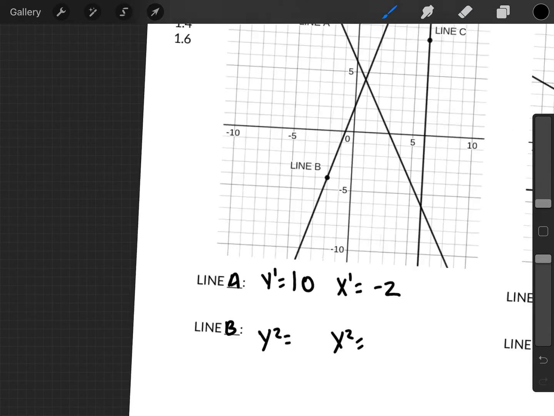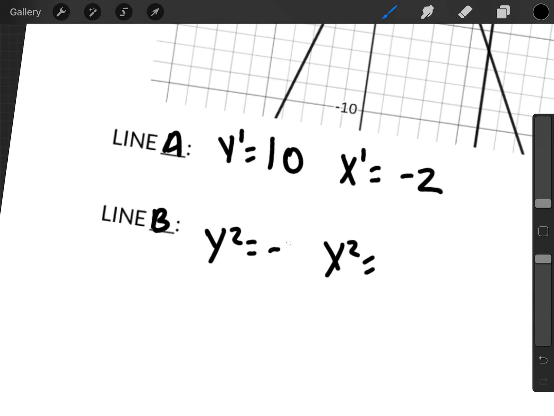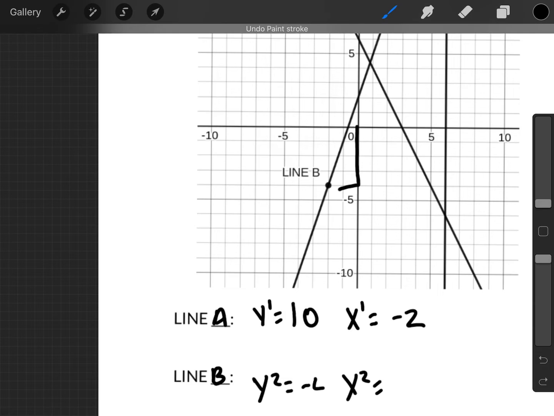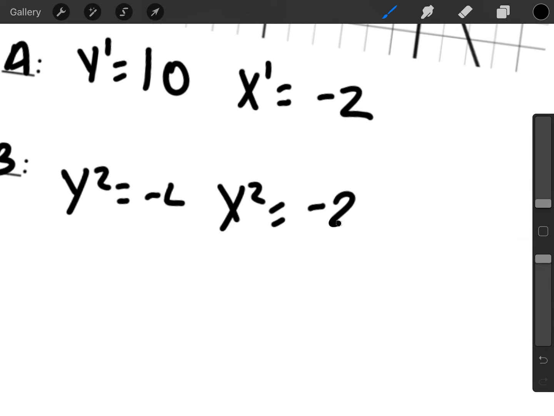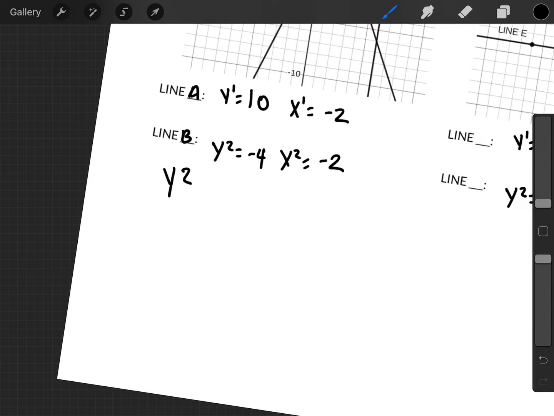I now have to do the exact same thing for line B. So again, y goes vertically, so it lines up at -4, and x goes horizontally, and that lines up again at -2. The formula for this is y2 minus y1 over x2 minus x1.